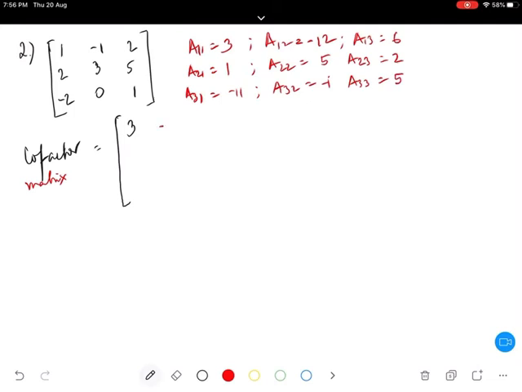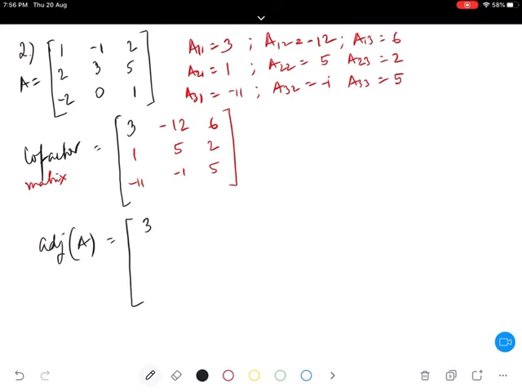So let's write that cofactor matrix. 3 minus 12, 6. 1, 5, 2. Minus 11, minus 1, 5. So this is my cofactor matrix. Now, in order to find the adjoint, let's write this one as A. I transpose this thing. If I do the transpose, it becomes 3 minus 12, 6. 1, 5, 2. Minus 11, minus 1, 5. This is my answer. Clear? Understood? I hope you learn how to find adjoint.